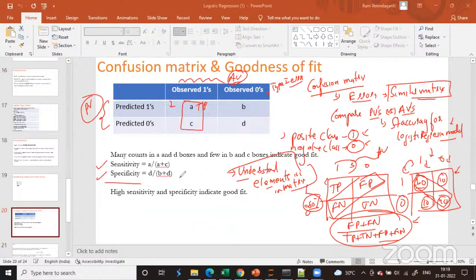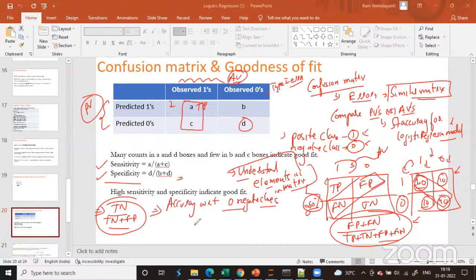What about specificity? What is the formula? It is D by B plus D. What is D? D is true negative divided by true negative plus false positive. So it is the accuracy with respect to your negative class or zero class. How accurate is your model in predicting your negative class or zero category? Out of your total number of negative observations in your data set, how many are correctly predicted as negative by your model? That is called specificity. So what is the specificity formula? TN by TN plus FP, true negative by true negative plus false positive.